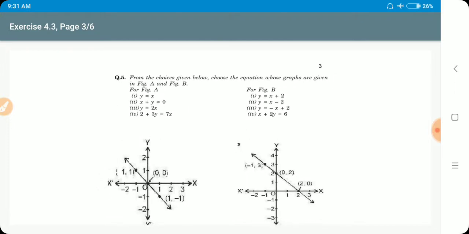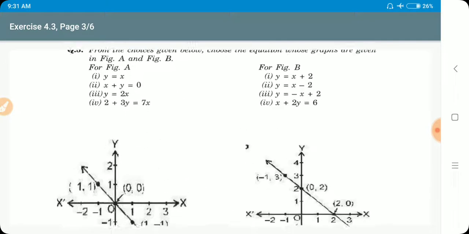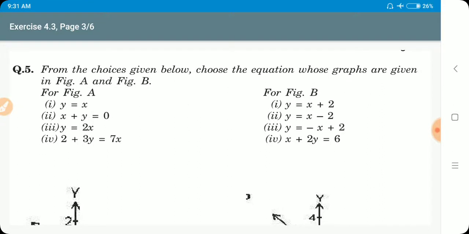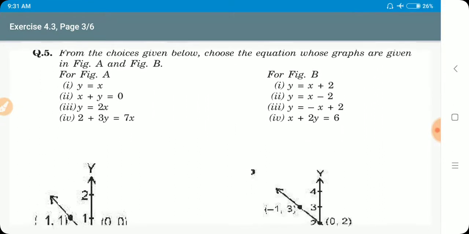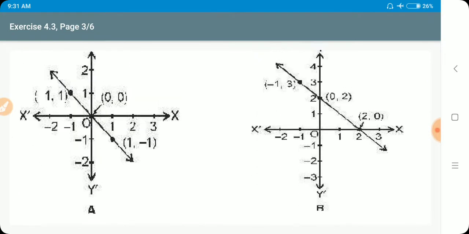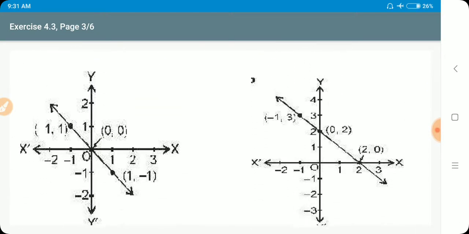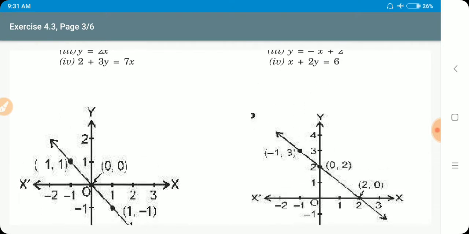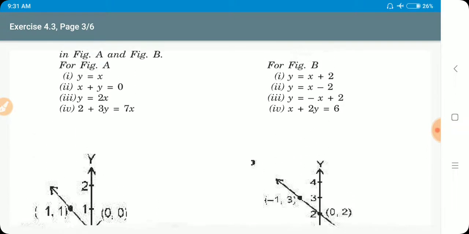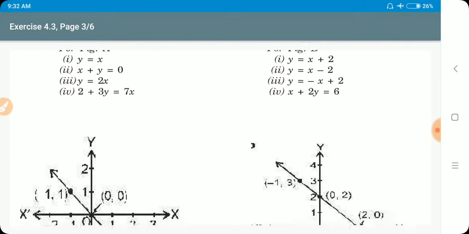Now I am going to explain the fifth part. From the choices given below, choose the equation whose graph is in figure A and B. So you have to tell whose graph is A and B. So you know the value here, you can choose and put here.